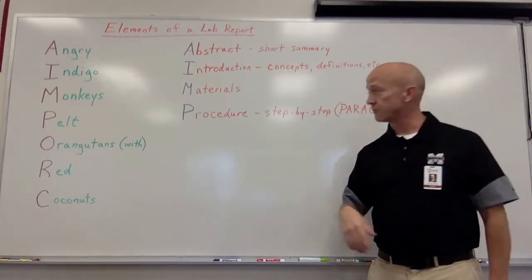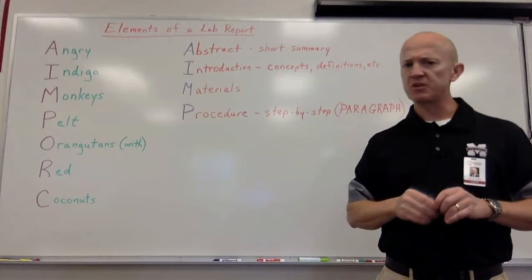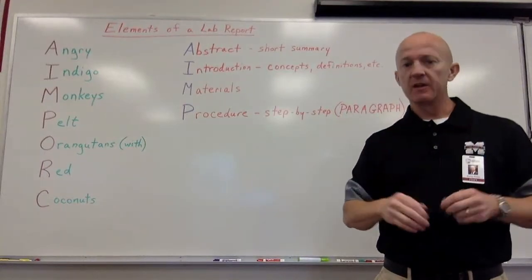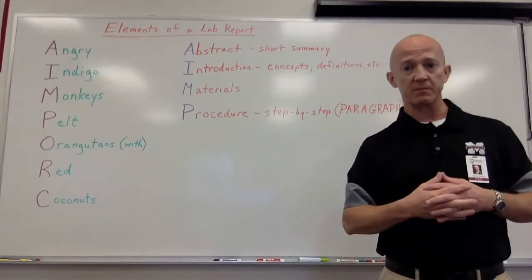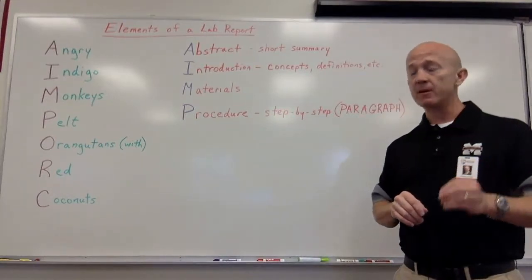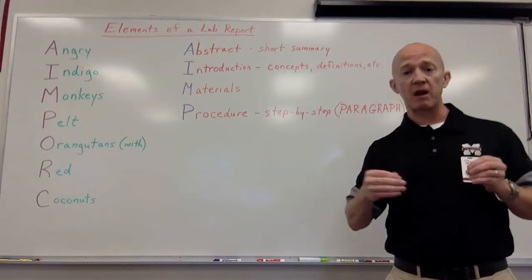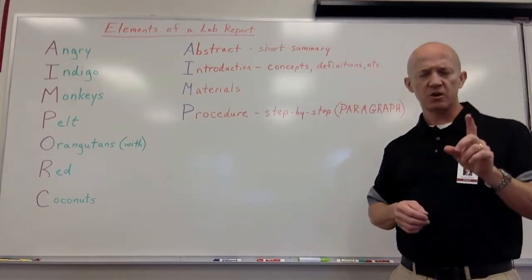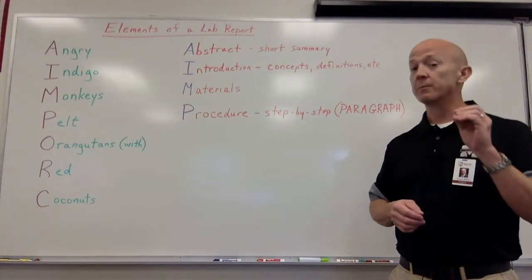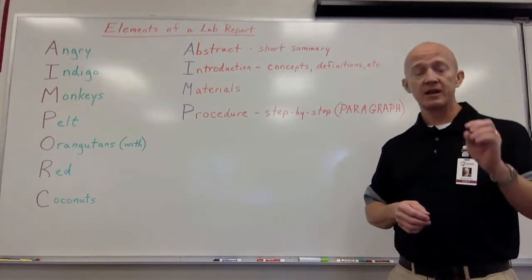The P in pelt is for procedure. The procedure is where you get really meticulous. This needs to be a step-by-step treatment of your laboratory experiment. Now, even though it's step-by-step, this needs to be in paragraph form, just as you would in writing a report for something. So, in paragraph form, the complete steps that are involved in that experiment.